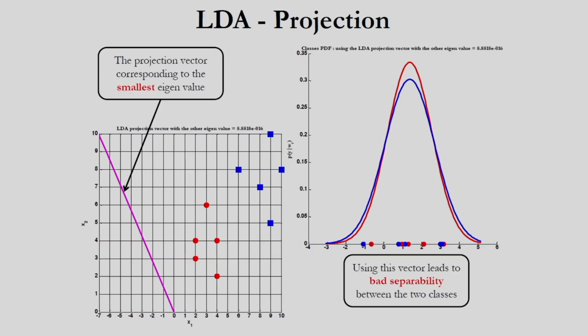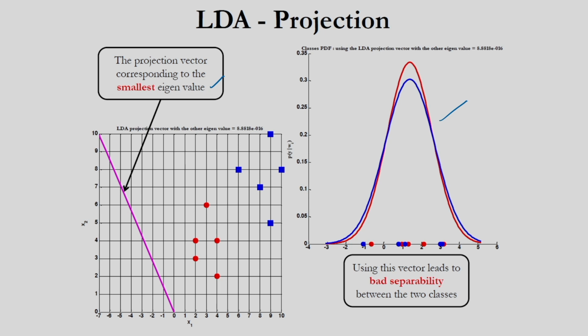And here you can see I am showing one projection direction corresponding to the smallest eigenvalue. I am considering the smallest eigenvalue, and I am showing the projection direction. In this case, if I consider the PDF of the classes, they are not well separated. That means there is no discrimination between the classes corresponding to this projection direction.